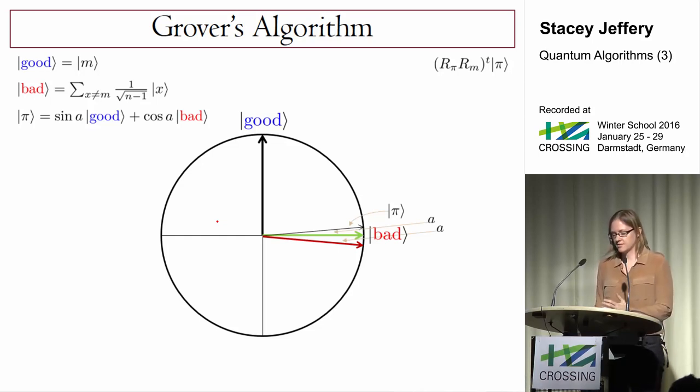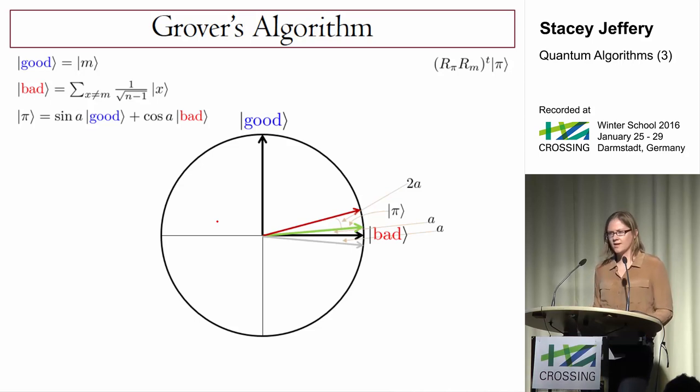And now, this has not increased our success probability at all, but the second thing that we're going to do is the reflection r sub pi, and that's a reflection through pi. So we're going to reflect through pi now, and then the result will be this state. Okay, so we were in this gray state before, and now we're in this red state. And notice that the red state is an angle of 2 times a away from pi. So we've increased the angle between our current state and bad by 2a.